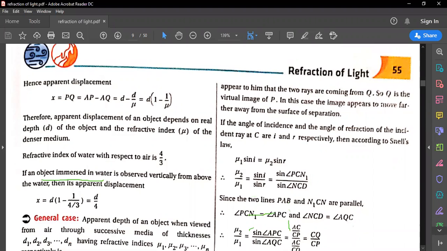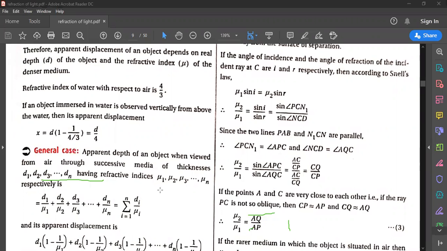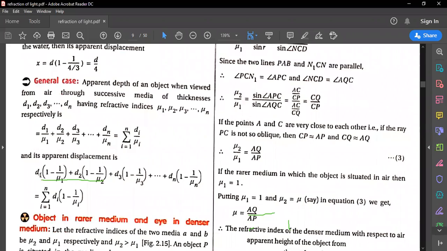Understood? Now this was a particular case, right? If you have successive media of thicknesses d1, d2, d3 up to dn having refractive indices mu1, mu2, mu3 up to mun, then you can easily write the apparent displacement as d1 into 1 minus 1 by mu1 plus d2 into 1 minus 1 by mu2 and so on. You can write it in summation form: summation of i equals 1 to n of di into 1 minus 1 by mu i. Understood?